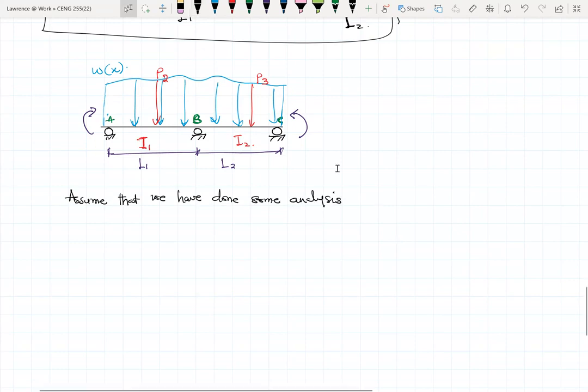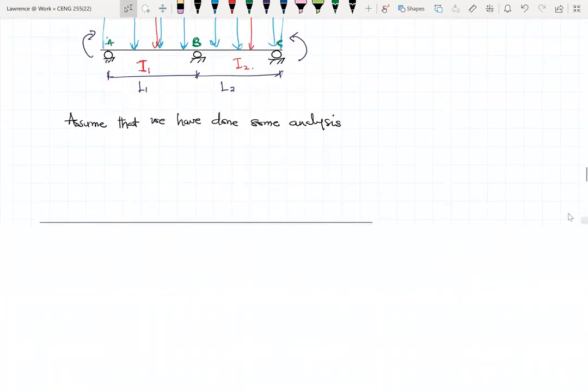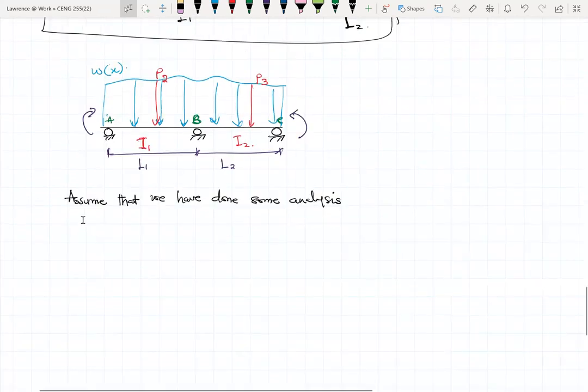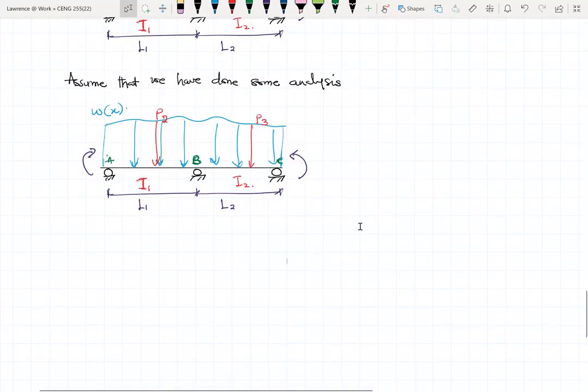So after the analysis, we end up with these support reactions. What color can I use for that? Okay, I don't have another color to go, so let's still go with the blue. So I have the support reaction.